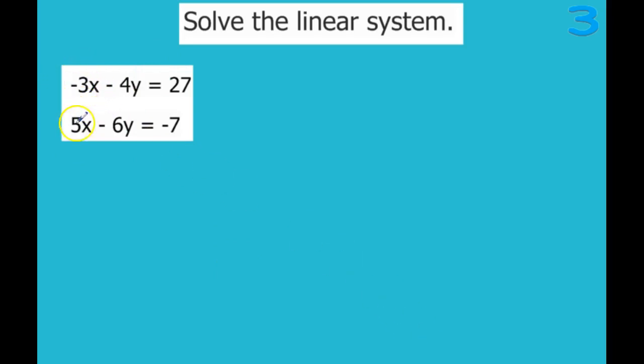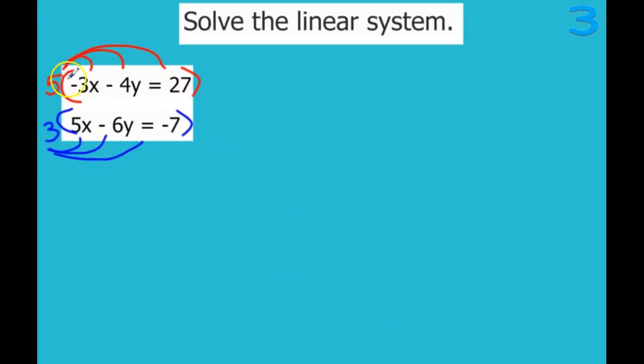Now you could multiply 3 and 5 to get 15, or you can multiply 4 and 6 to get 20. 3 and 5 are smaller numbers, so I'm going to maybe multiply by those. 3 times 5 is 15, so if we make both of the x's a 15, then we have a negative 15 and a positive 15. So if we already have a 3 on this top equation, 3 times 5 gives us 15 on the top, and then the bottom, 5 times 3. That also gives us 15. So we just picked the x's or the y's and multiplied by the opposite number. So now I'm going to multiply everything up here by 5, and then everything down here by 3.